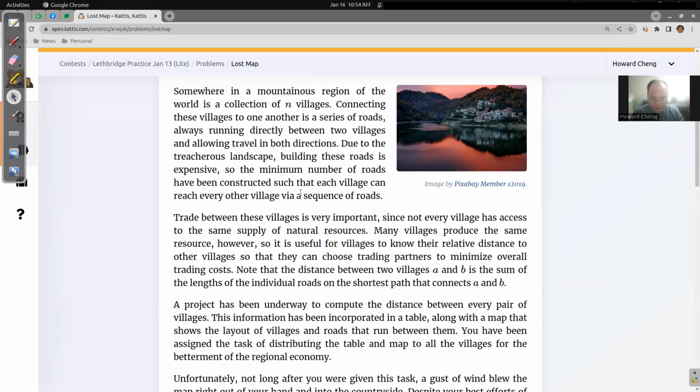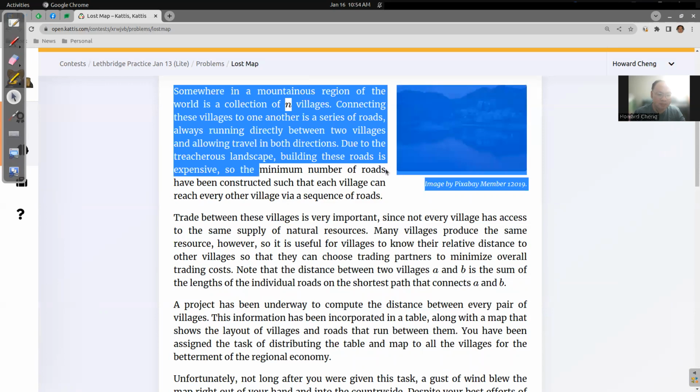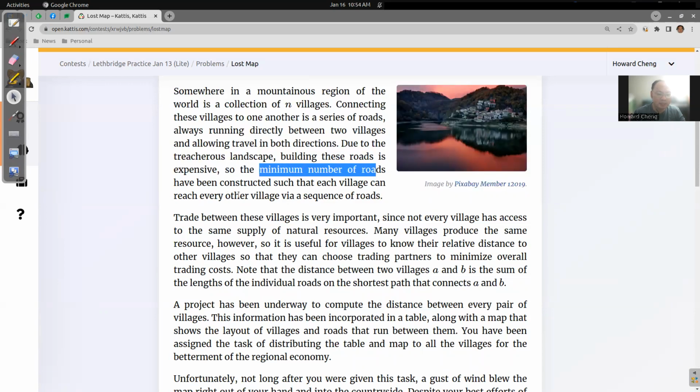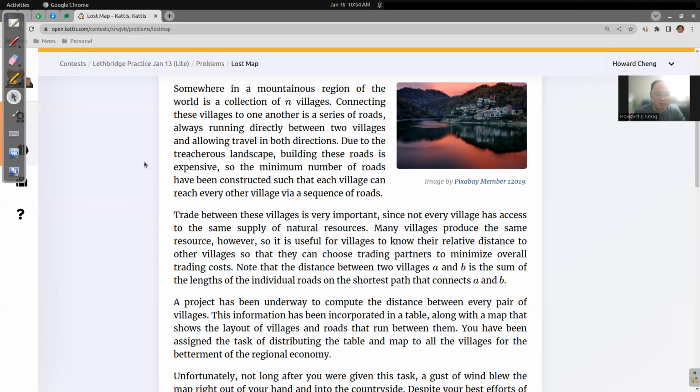So that's what I would say. It's a tree. These are the things that you should look for: minimum number of roads, and everything can be reached. That means it's a tree. The whole thing is a tree.